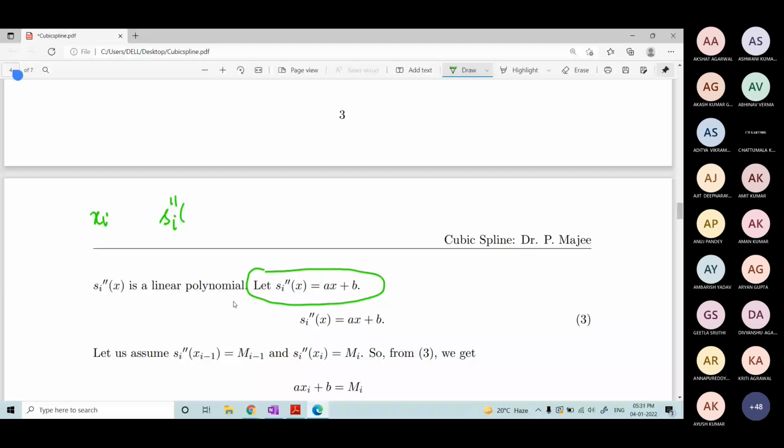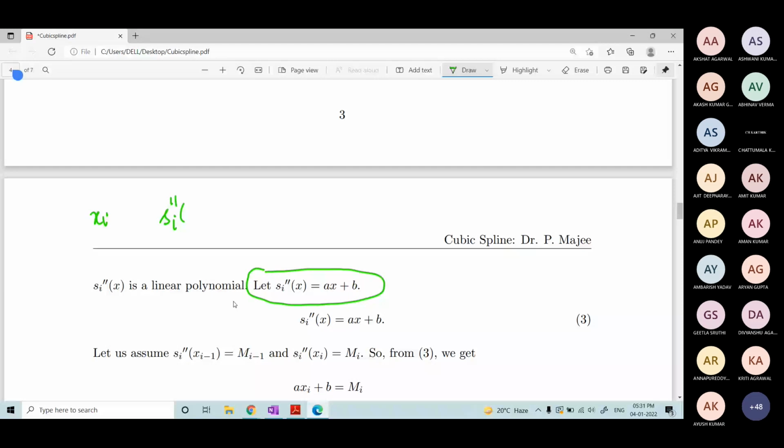So you are getting a double derivative of S(x) in this form. Now how to get S(x) back? You will have to integrate twice. So do the integration twice. Then you will get equation number 5. There are two arbitrary integrating constants introduced, so you will have to evaluate these two arbitrary integrating constants.